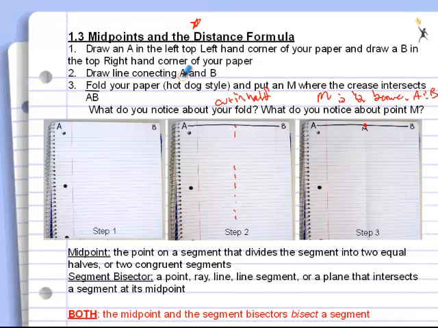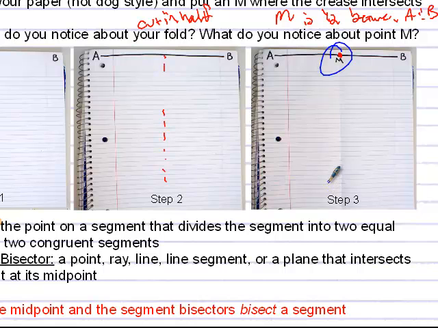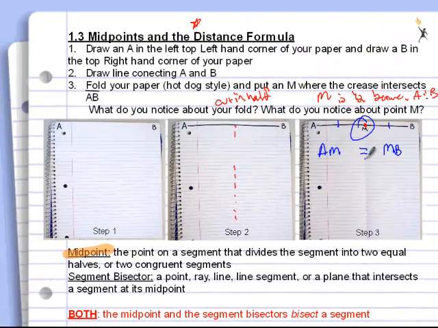Two more definitions that you're going to need to know are midpoint. A midpoint is the point on a segment that divides the segment into two equal halves, or two congruent segments. For example, M is our midpoint. It is halfway between A and B. It cuts line segment AB into two equal halves. We could say that AM, which is this side, and MB, which is this side, are equal, because both of those are half of the total.